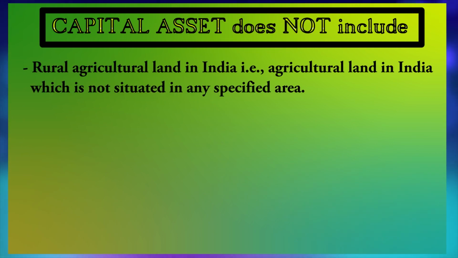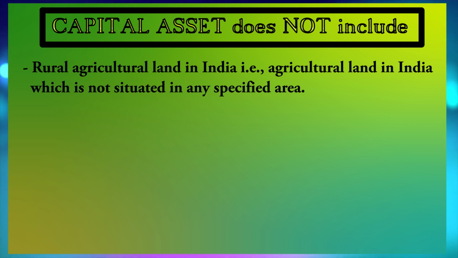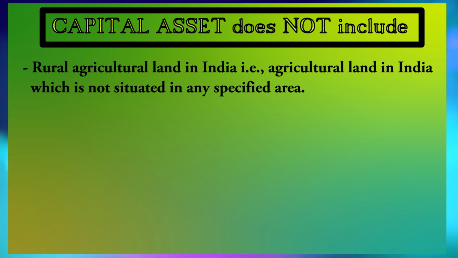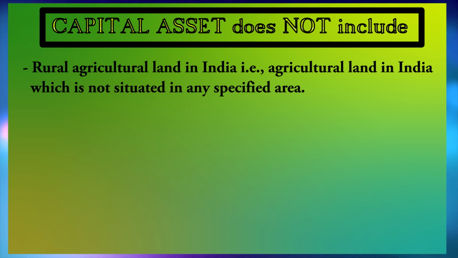Capital asset does not include rural agricultural land, that is agricultural land in India which is not situated in any of the specified area, that is, the population of 10,000 or more, or it is in a cantonment board or municipal area.